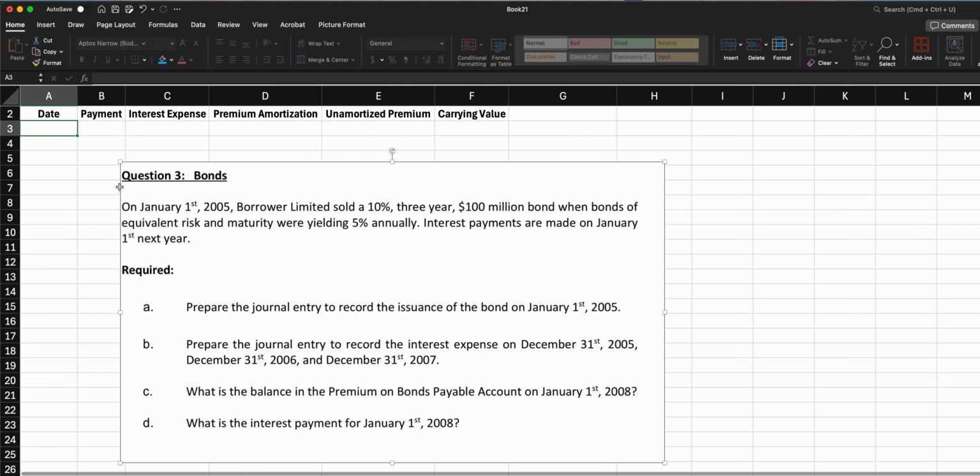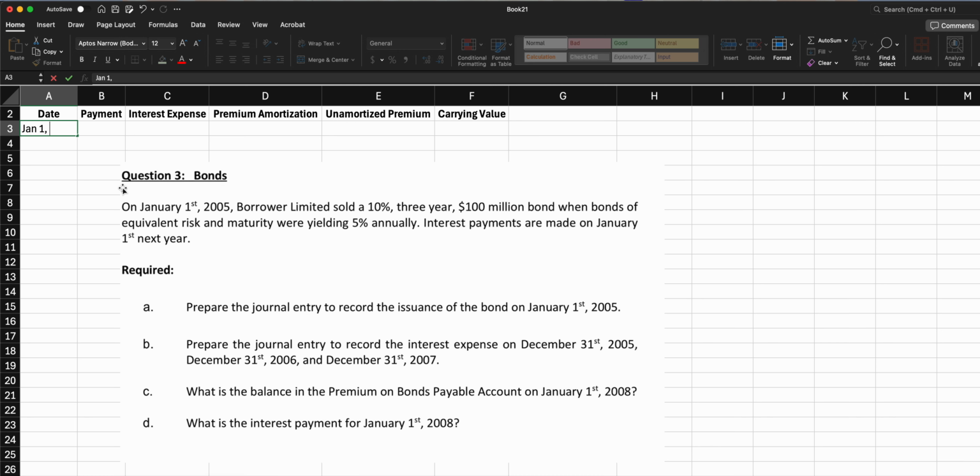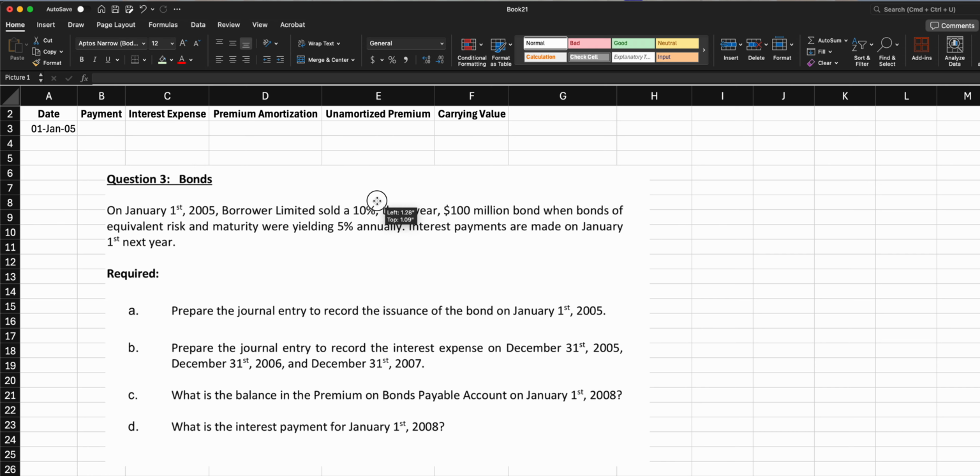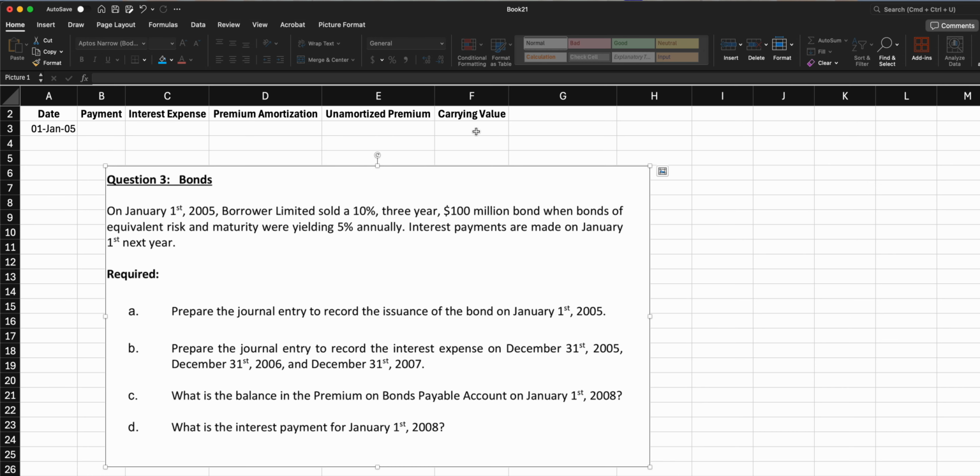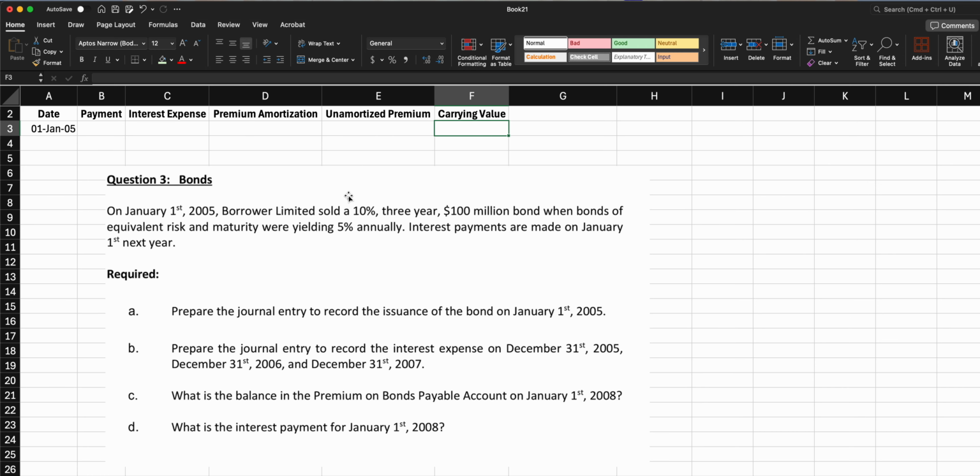So we'll start with the issuance date. This will be Jan 1, 2005. There is no payment. There's no interest expense. These are all blank. The first thing we need to find is the carrying value. So how much is this bond being issued for? So to do this on Excel, let's actually make a list here on the left. So we have a face value of 100 million. Okay, I'm going to put 100. I'm doing this in millions just to keep the numbers kind of small.